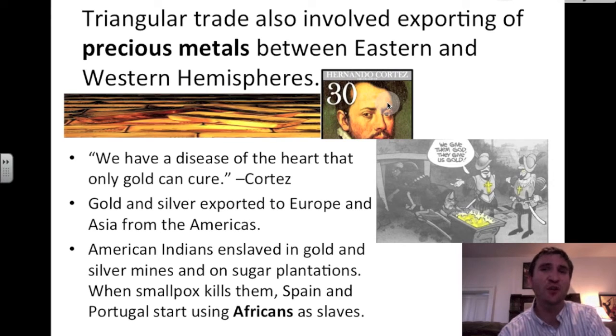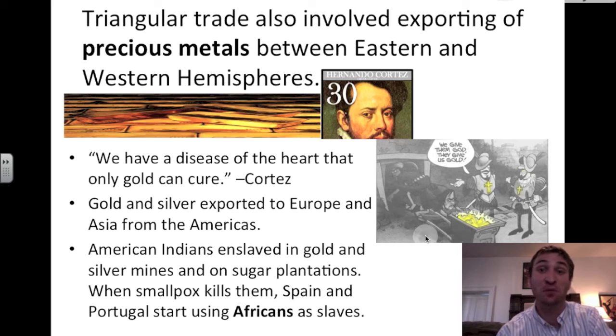The triangular trade also involved exporting precious metals between the eastern and western hemispheres. Now, Hernando Cortez, one of the Spanish explorers, was an example of an explorer who wanted gold by any means necessary. This is what he said in his journal: "We, the Spanish explorers, have a disease of the heart that only gold can cure." Gold and silver were exported to Europe and Asia from the Americas. And these explorers justified enslaving American Indians in gold and silver mines and on sugar plantations.